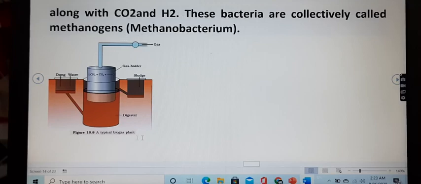So this is a typical biogas plant. What is being done here? The dung is kept in the container here. This dung is passed into the digester where the bacteria is growing. Then this bacteria is producing the methane, carbon dioxide and hydrogen gas, and the gas is collected through this pipe and used as the fuel, and the sludge which is remaining is separated out, it can be used as a good fertilizer.